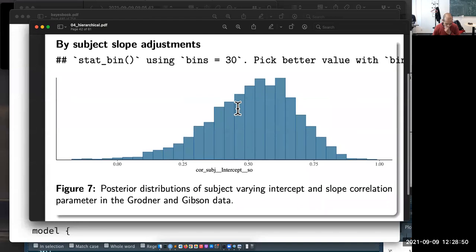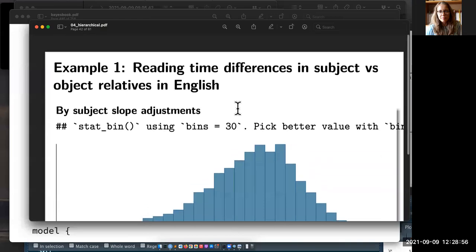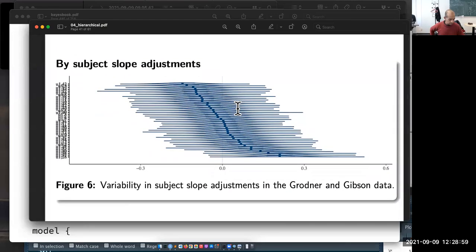And so, can I ask you a question? Of course. Can you go back to the individual variation plot? Mm-hmm. Is the 0 on the x-axis the average slope adjustment, or is it the null effect, no effect of object versus subject? Yeah, the number 0 here would represent the fact that there is no difference between the two conditions. If both conditions had exactly the same reading time, you would get a 0. Because I'm plotting the difference between the two relative clause types here for each subject separately.